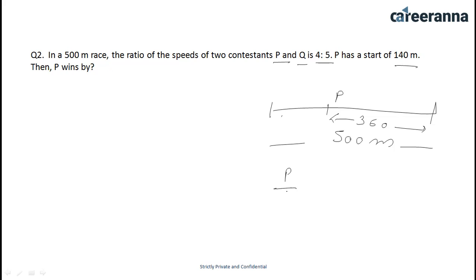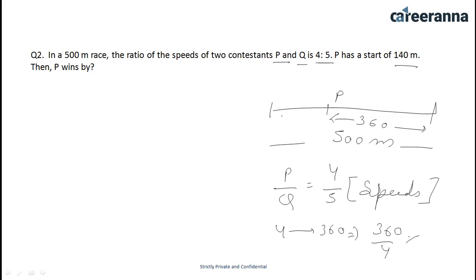The ratio is given, P to Q, 4:5. This is the ratio of speeds. So when P runs 360, then Q will run 360 divided by 4 into 5. It will give you 450.